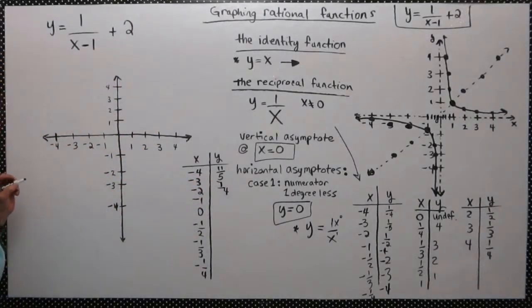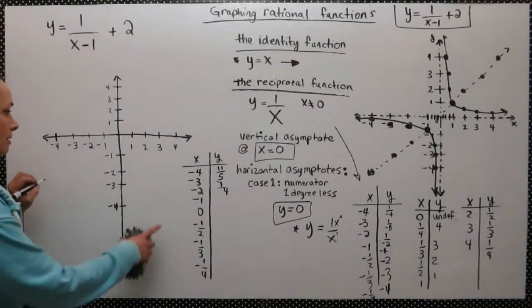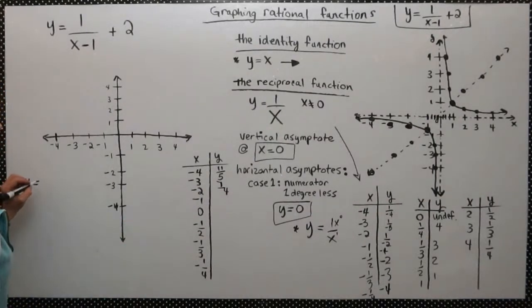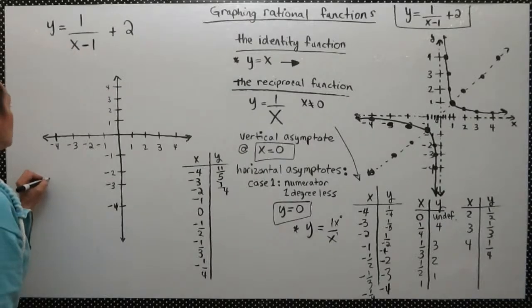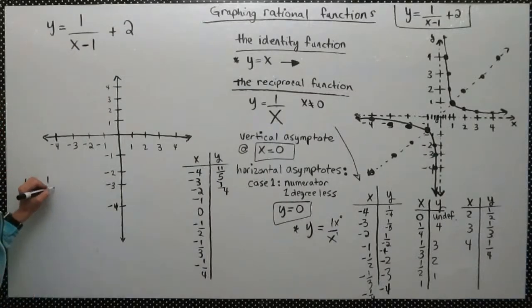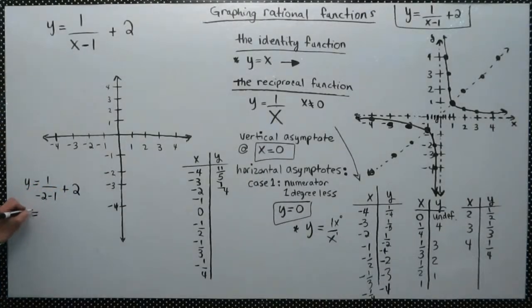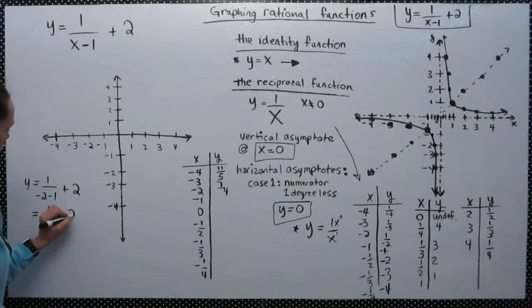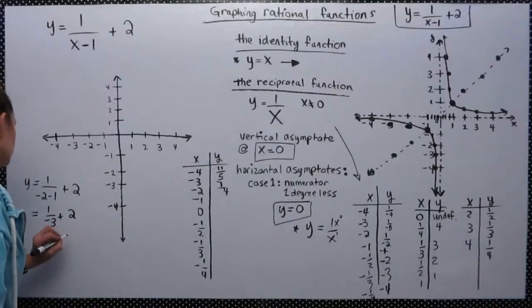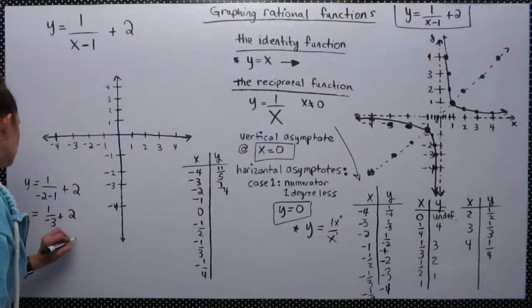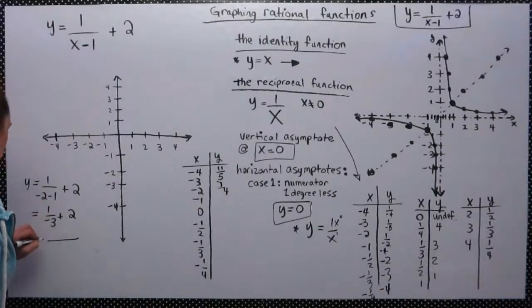Okay. So we've got y equals, we're gonna plug in -2. So that's 1 over -2 minus 1 plus 2. So that's going to be 1 over -3 plus 2. And the 2 is greater, so I should have a positive result when I add these two. So I'm really just subtracting 2.